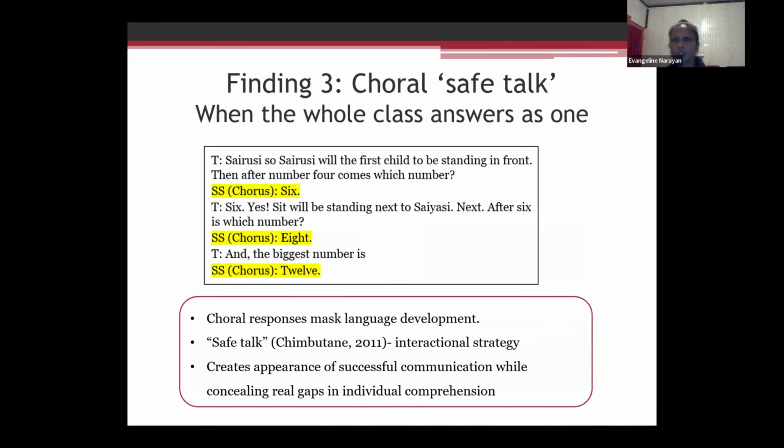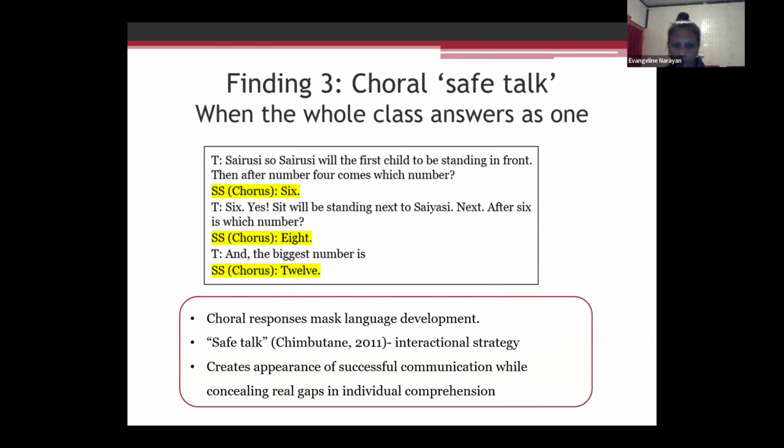So when we talk about choral responses, I've got an example here. You can see the teacher asked a question and the students gave the choral answer. The teacher accepted the answer and asked the next question. Students gave choral answers again. And then the teacher moved on to the third question and again got a choral response.